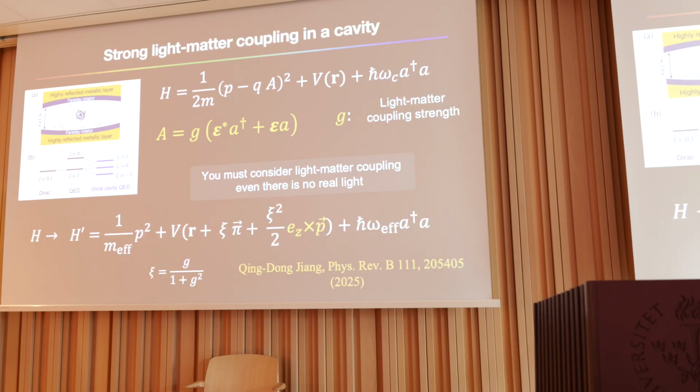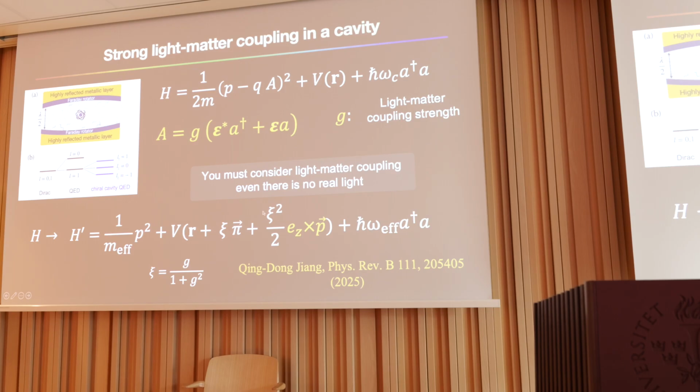So G means the light-matter coupling strength. When this light-matter coupling strength is very strong, what do we do? We do a unitary transformation, and then you magically find that the light and matter decouple. This is the momentum part, so all the light-matter coupling is encoded in the shifted potential.